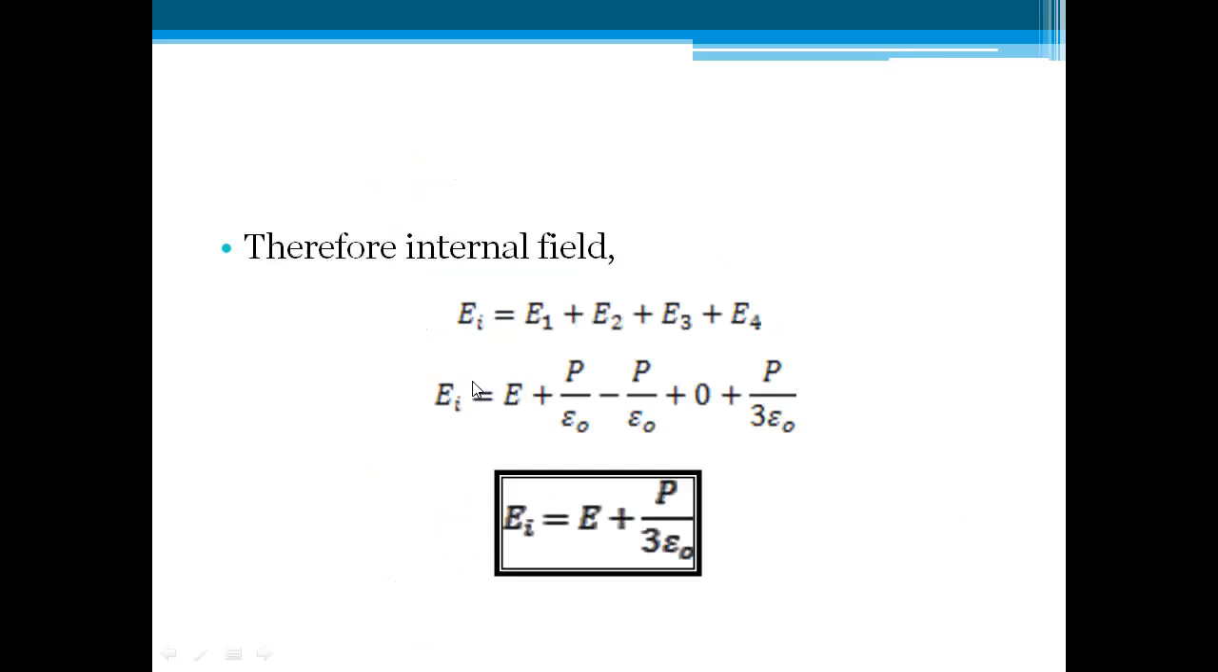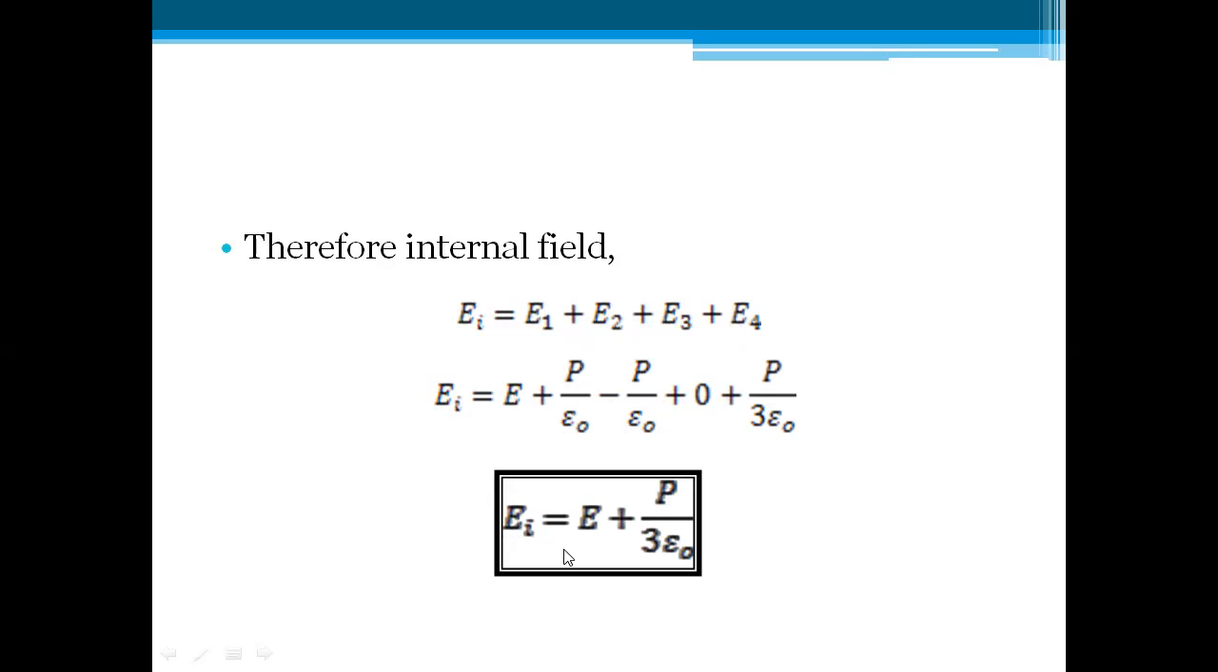Now summation of all the four fields will give you the total internal field, that is Ei equals E1 plus E2 plus E3 plus E4, where E1 is the field due to the applied electric field, E2 is the induced field, E3 is the field due to neighboring charges, and E4 is the field due to surface charges on the cavity. Just substituting their values, E1 is E plus P by epsilon naught, E2 is minus P by epsilon naught, E3 is 0, E4 is P by 3 epsilon naught. Substituting them, cancel P by epsilon naught with positive and negative terms. So left over is Ei is equal to E plus P by 3 epsilon naught.